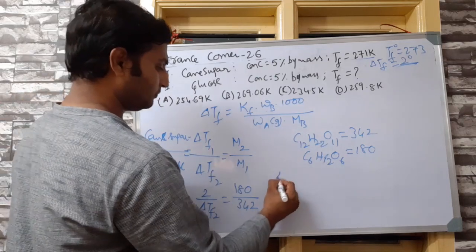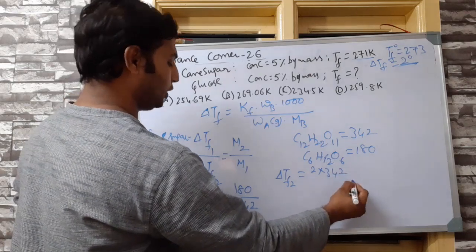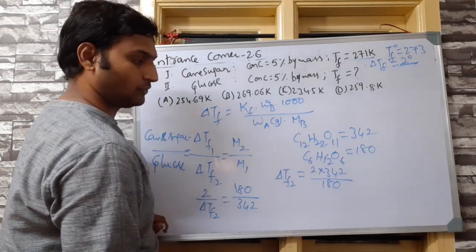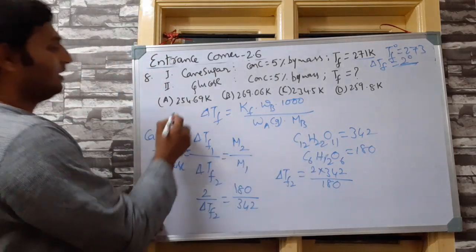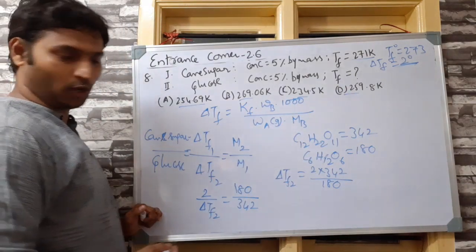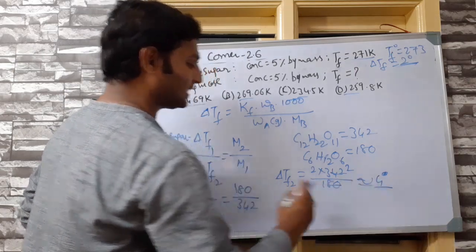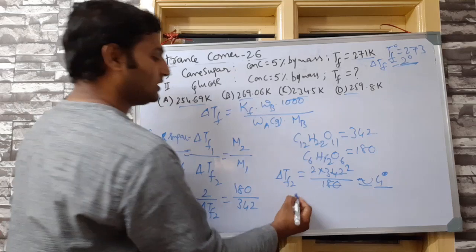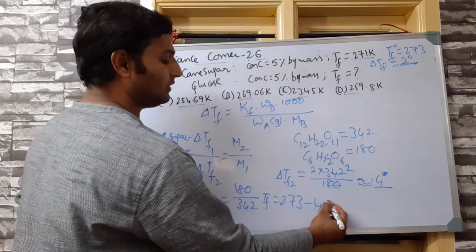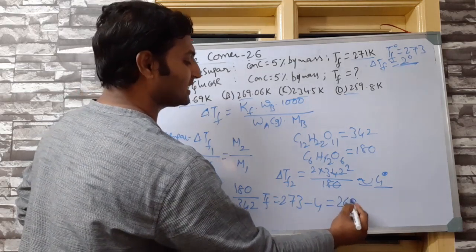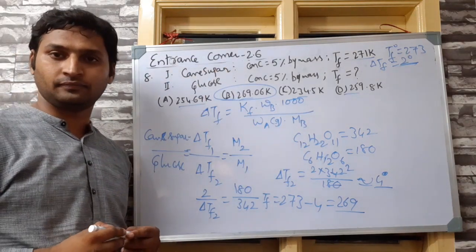Correct? Now cross multiply. Delta TF2 is equal to 2 into 342 divided by 180. Now this is close to 340, this is close to 170, because options look a little comfortable for me, I am daring to round up. 340, 170, it will go 2 times. So approximately 4 degrees depression should be there. 273 minus 4, if you want freezing point of the solution, which comes out to be 269, which is closest answer to 269. Option B. Is that clear?